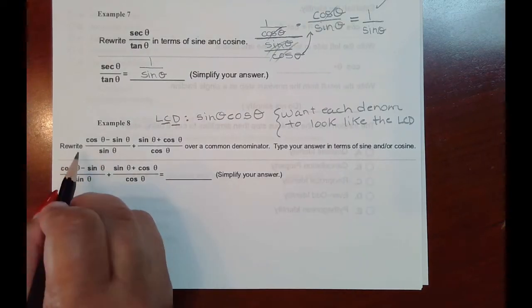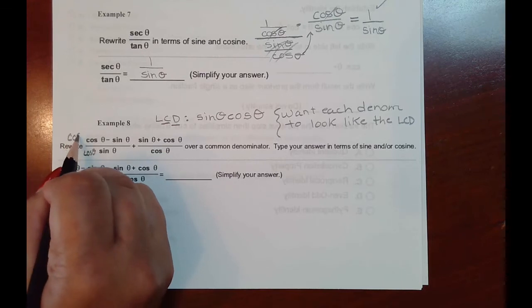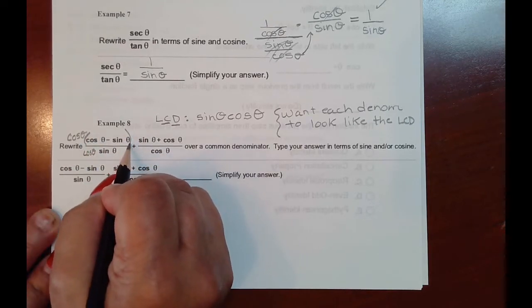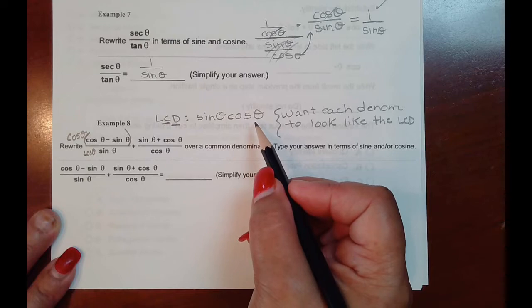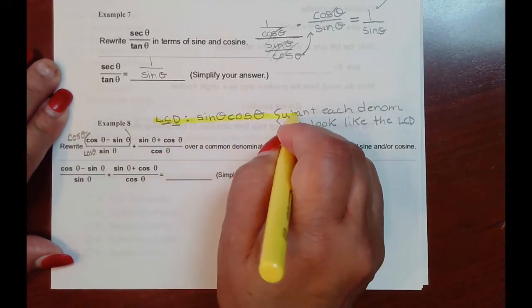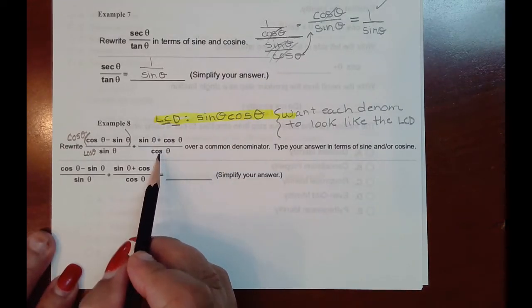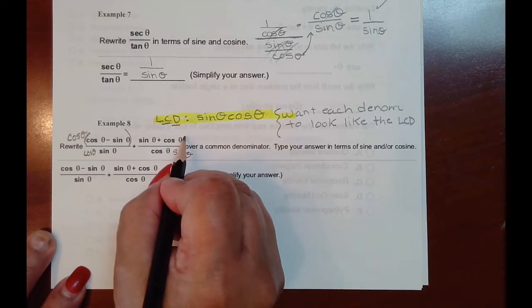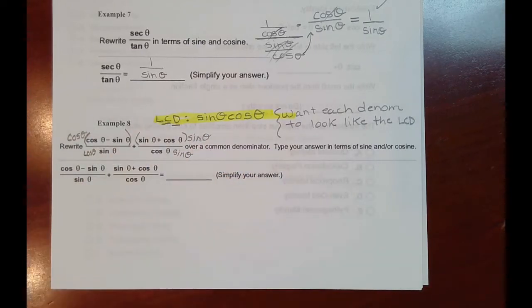So to make this one look like the LCD, you'd have to multiply the bottom by cosine, and therefore you'd have to multiply the top by cosine. But the top has two terms in it, so you're going to need to distribute that cosine to each of these terms. Okay, so that will make this denominator look like the LCD. Then look at the other denominator. And notice that in terms of looking like the LCD, it has the cosine but not the sine. So you'll have to multiply the bottom by sine to make it look like the LCD. And whatever you multiply the bottom by, you have to multiply the top by as well. So that in essence, what you're multiplying by for each of these fractions is 1.